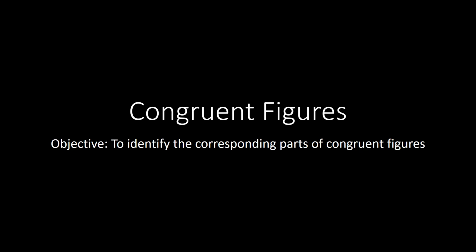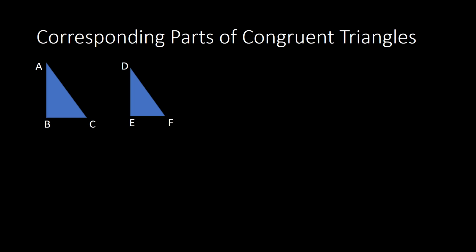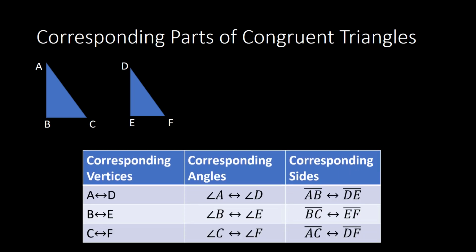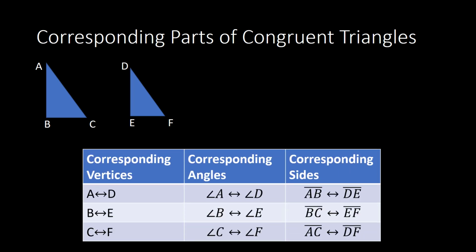In this lesson, you will learn to identify the corresponding parts of congruent figures. Now, prior to this lesson, you have already learned that congruent shapes are shapes that have the same size and same shape. So here we see two triangles that are congruent. They're the same size and the same shape. Now, with congruent shapes, and in this case congruent triangles, we have different parts of the shape that correspond to each other. So let me explain here what this table is showing.